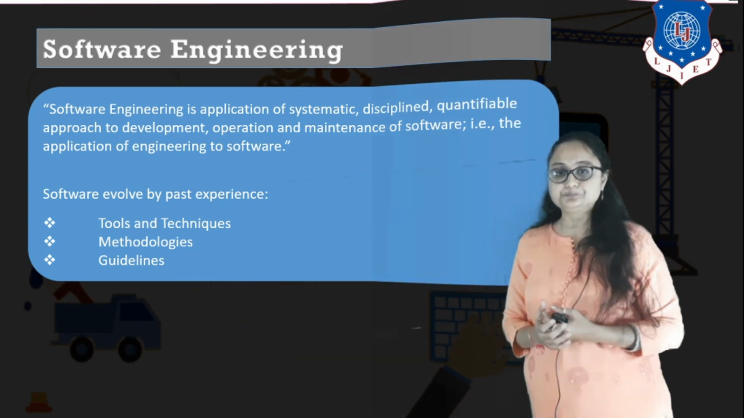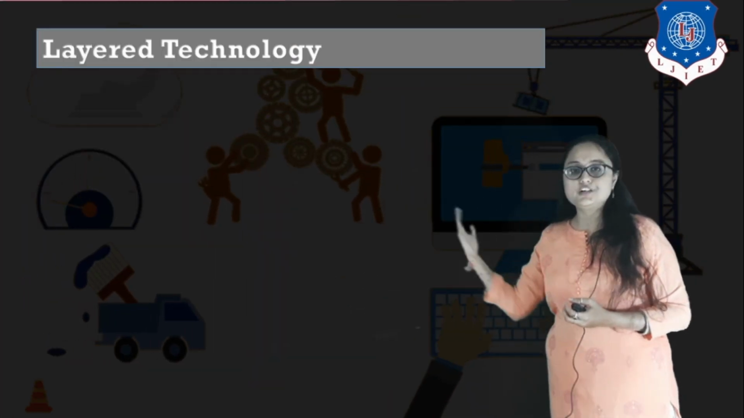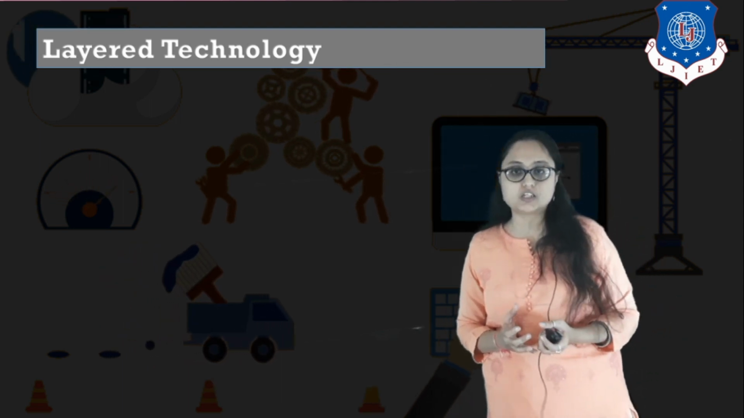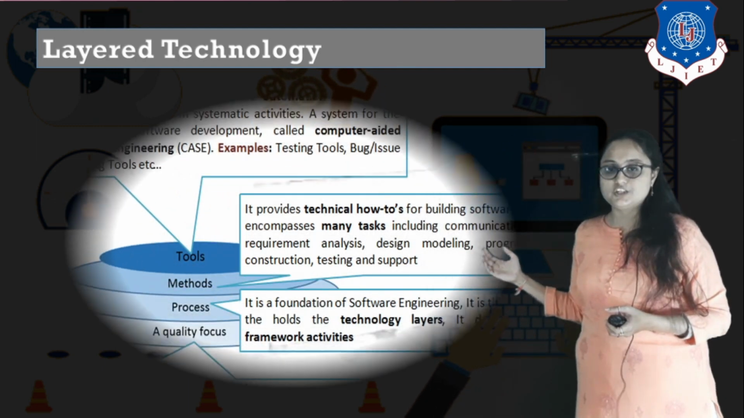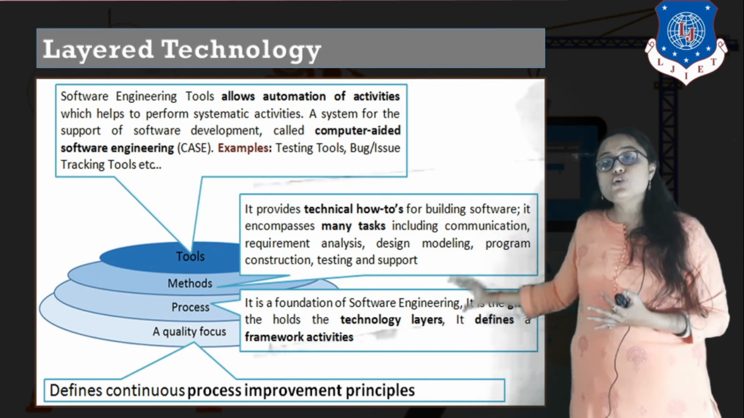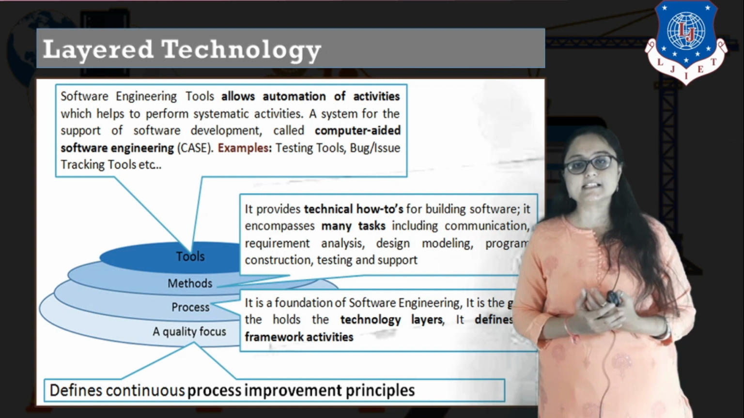So these are all things that should be of quality if you want to follow a software engineering methodology. Okay, the next thing is layered technology. Now software engineering is known as layered technology, and now we will study the different layers of software engineering. Here you can see there is a diagram in which 4 layers are clearly visible. We will discuss each layer in detail.